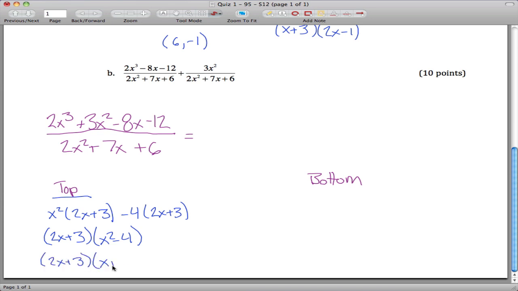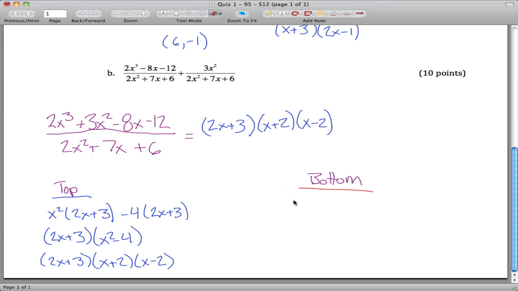This problem was a little bit tricky having that extra step in there. X squared minus 4 is x plus 2 times x minus 2. So all this mess up top is 2x plus 3 times x plus 2 times x minus 2. All right, now we try to factor the bottom over here. Same idea. We have a second degree polynomial with 3 terms. The leading coefficient is not a 1.